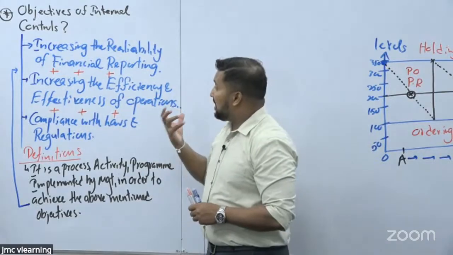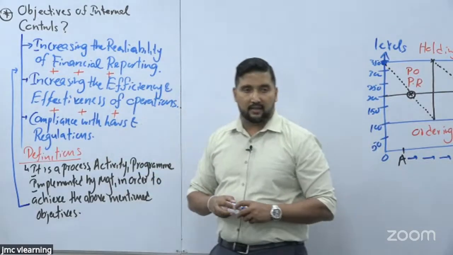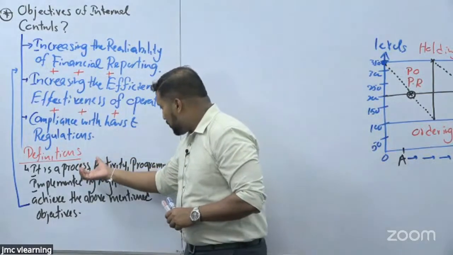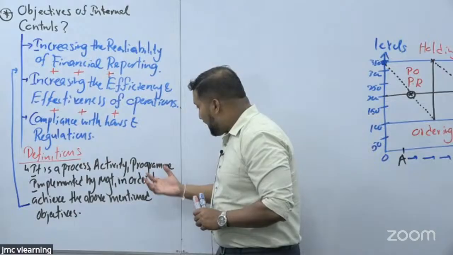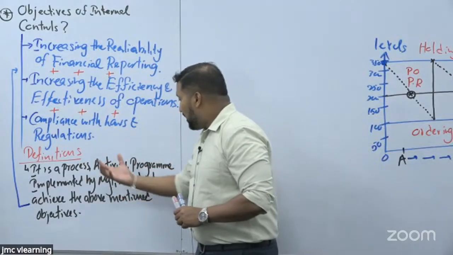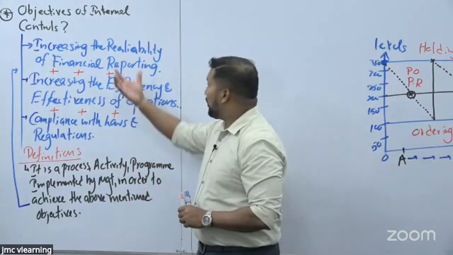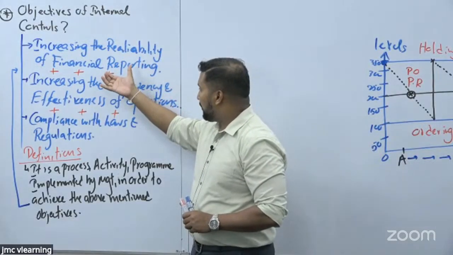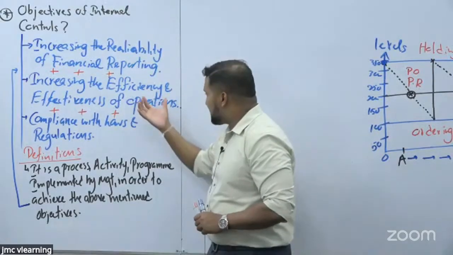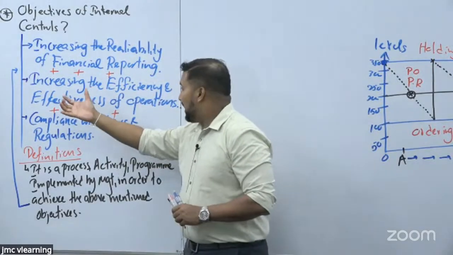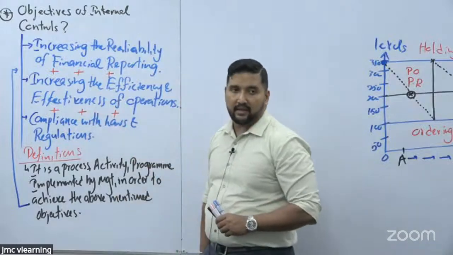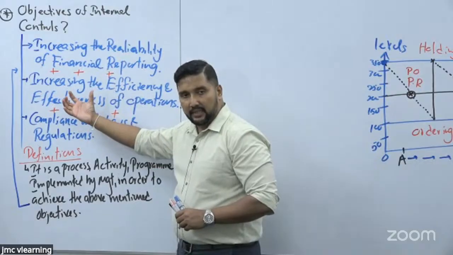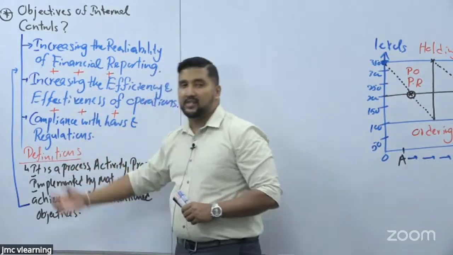Clear? If someone asks you, what is the definition of internal control, what is the answer? Internal controls can be defined as a process, activity, program implemented by the management in order to achieve the following objectives. What are the objectives? Increase in the reliability of financial reporting, increase in the efficiency and effectiveness of operations, and compliance with laws and regulations. Once you have identified your objectives clearly, you can have your own definition as well.